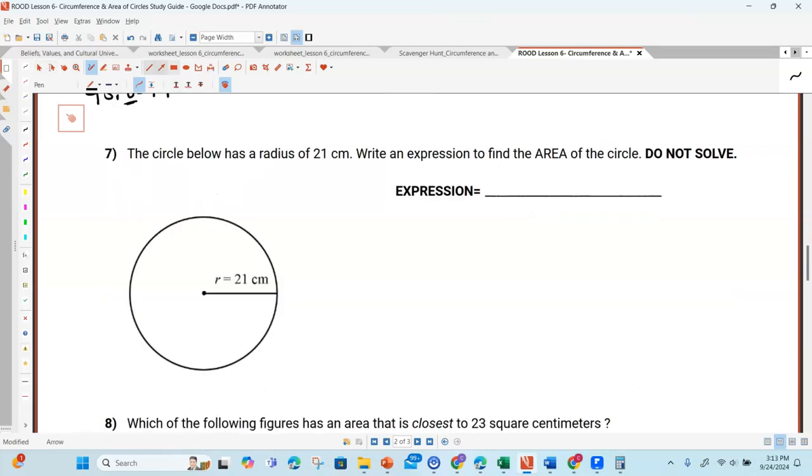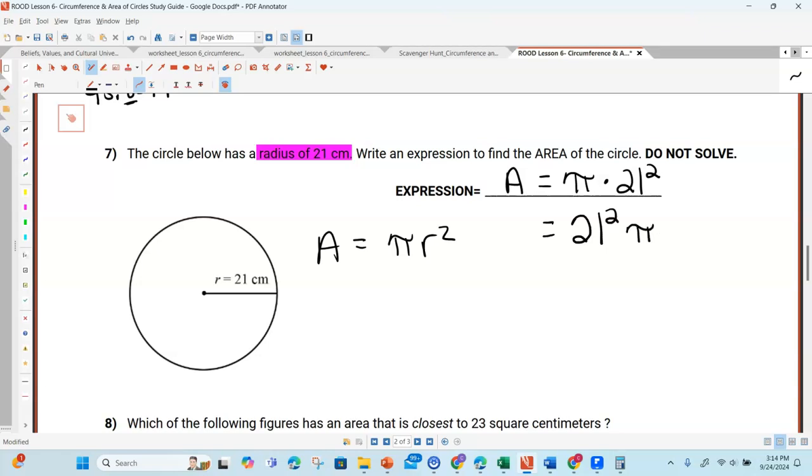Circle below has a radius of 21 centimeters. Write an expression to find the area. Do not solve. So the expression. So we want to find the area. Area equals pi r squared. So the radius is given, 21 centimeters. So we have an expression where we have area equals pi times 21 squared. That would be the expression. That's it. Pi times 21 squared. Or you could do 21 squared pi.